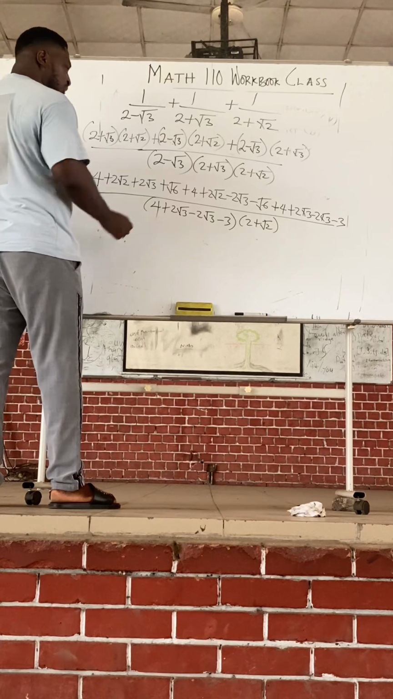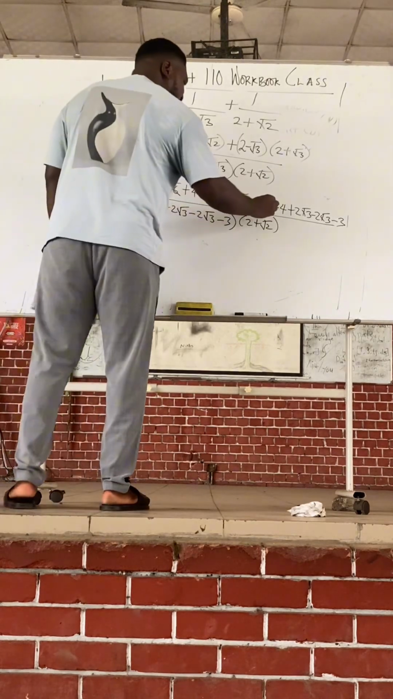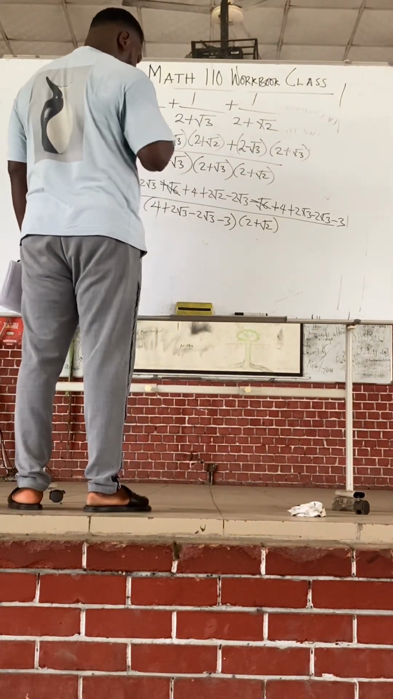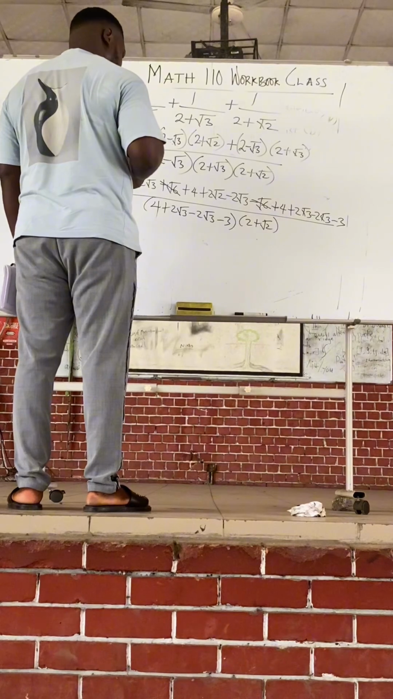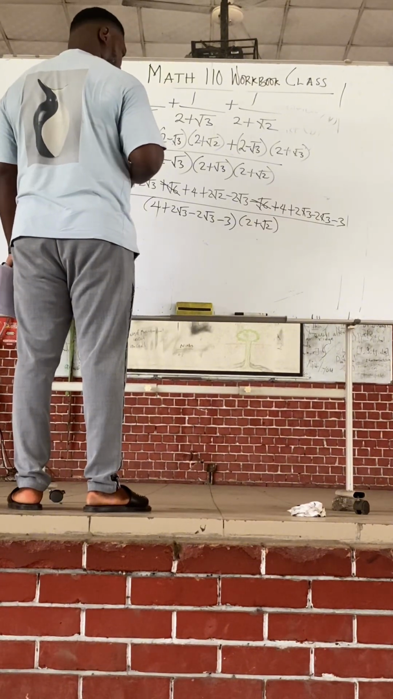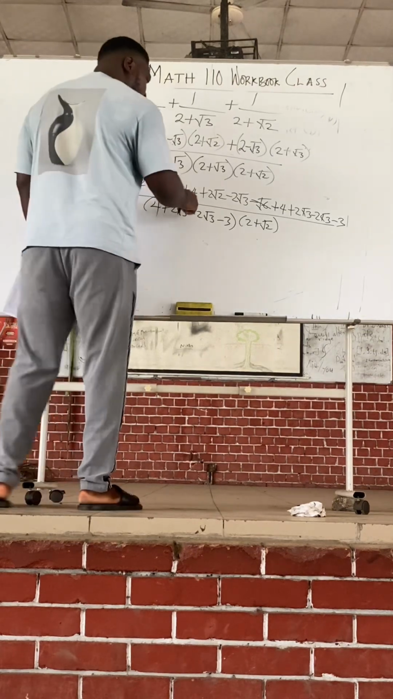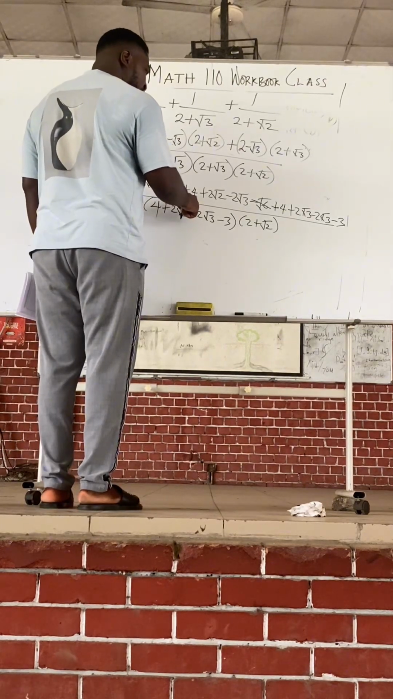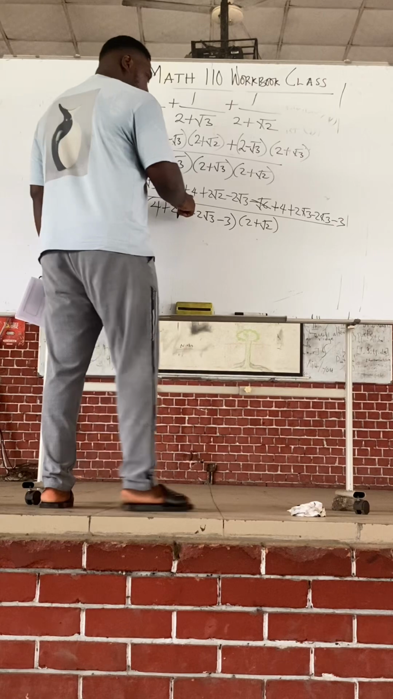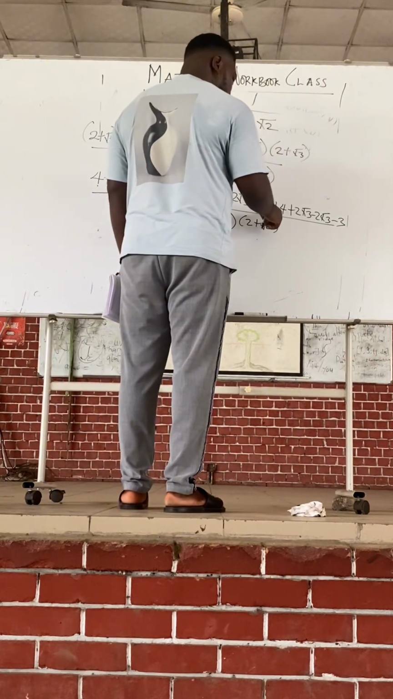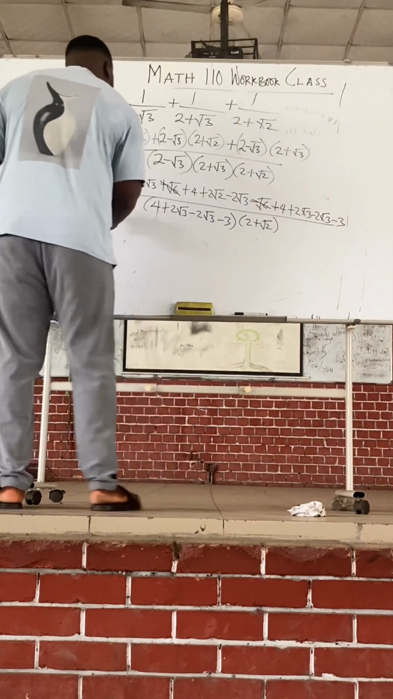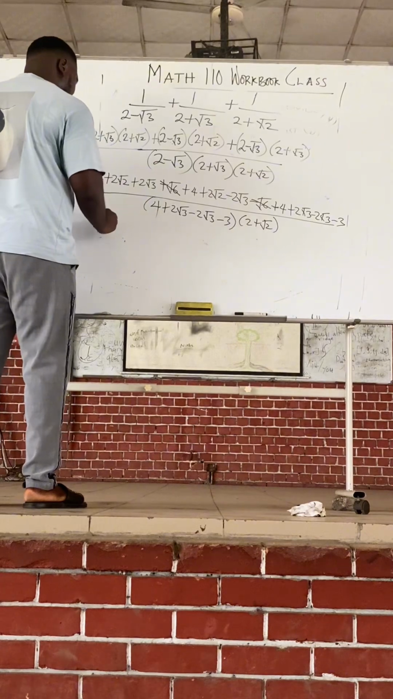Who can cancel out here? Plus root 6 minus root 6 cancel each other, giving 0. All the numbers that are alone: 4 plus 4. Class, follow me. 4 plus 4, 8. 8 plus 4, 12. 12 minus 3 is 9.